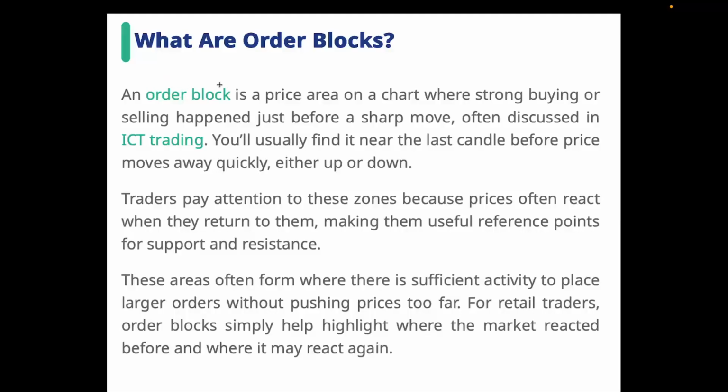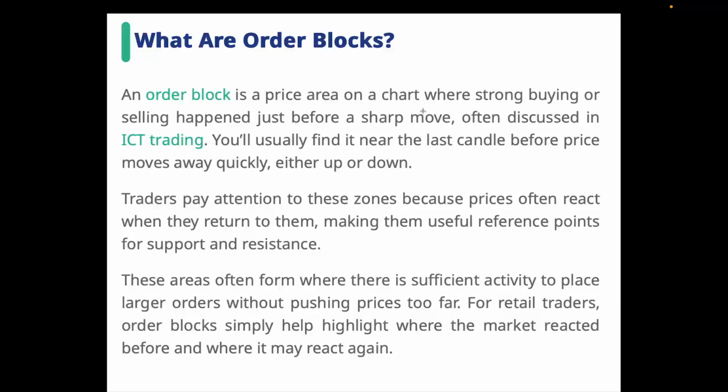Very, very simple. An order block is a price area on the chart where strong buying or selling happened just before a sharp move. That is where strong buying or selling happens. That's what we refer to as an order block. Most of the time we use it in SMC or ICT trading. You understand? So traders pay attention to these order block zones because price often reacts when they return to them.